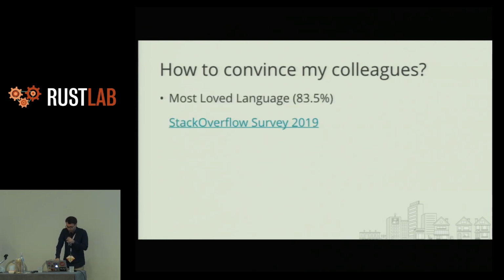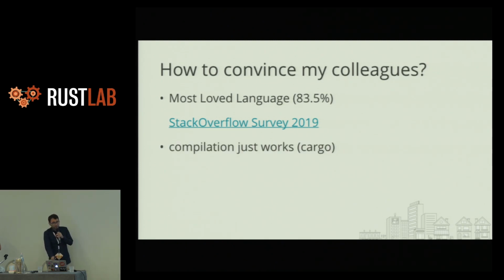So why not Rust? First reason is the most loved language on the Stack Overflow survey 2019 and 2018 and 2017 and 2016, maybe 2015 too, I don't remember. Anyway, everyone loves Rust. You know, you're here. Compilation just works. Cargo is amazing. Trust me, Cargo is amazing. It does cross-compilation. We use it for also Android applications, Swift applications, Python. It just works. It's fantastic. I've never seen a package manager that was that good in my life.